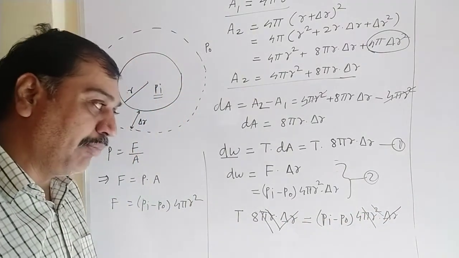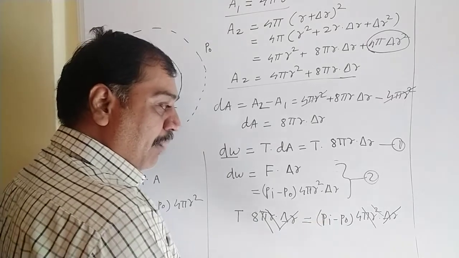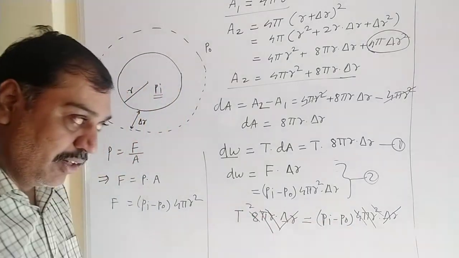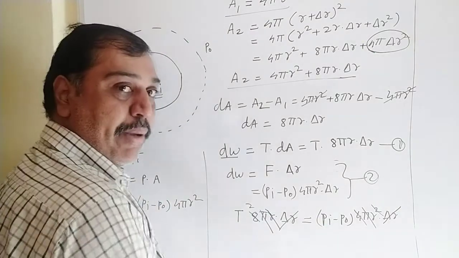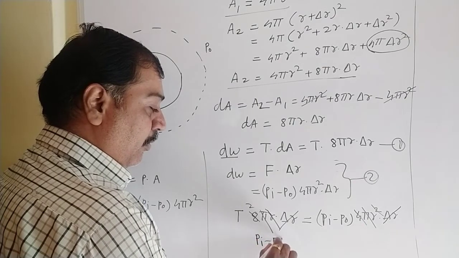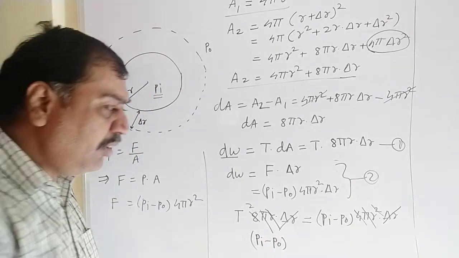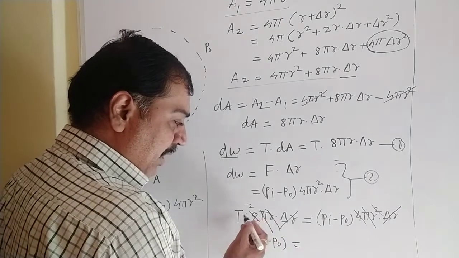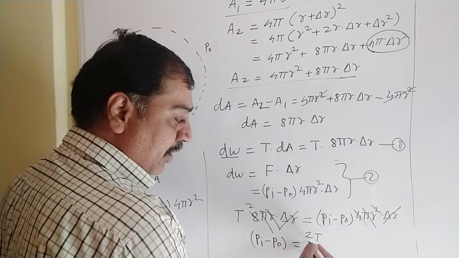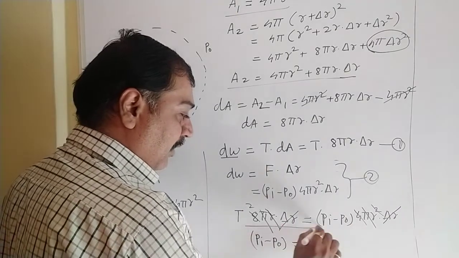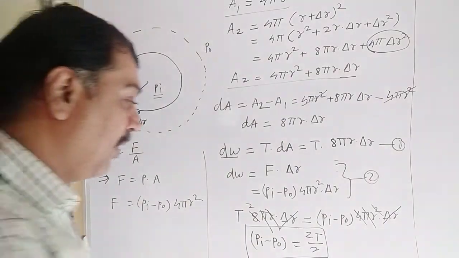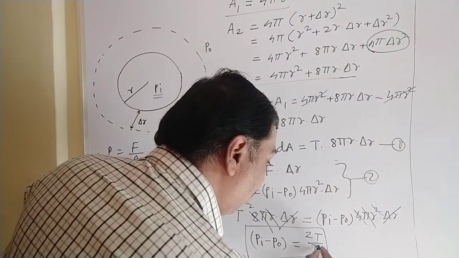Divide both sides of the equation by 4. 4 by 4 is 1, and 8 by 4 is 2. So we get this equation. From this, find out the pressure difference Pi minus P0, the change in pressure. What is remaining here? Twice T, everything else is cancelled, and R remains, so divide by R. So this equation gives Pi minus P0 equal to twice T by R.